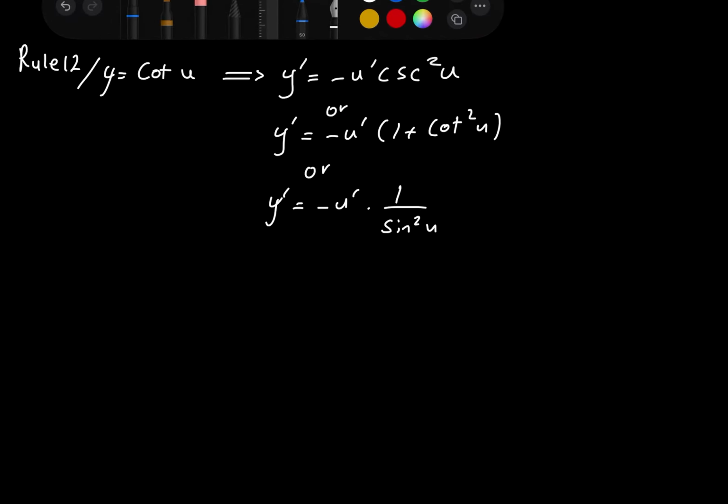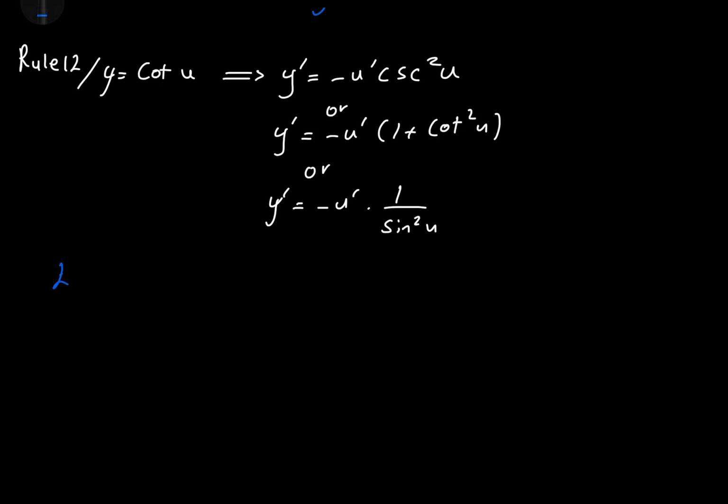Now, in order to take the derivative of such a function, for example, let's say you have y is equal to the cotangent of 3x plus 1.